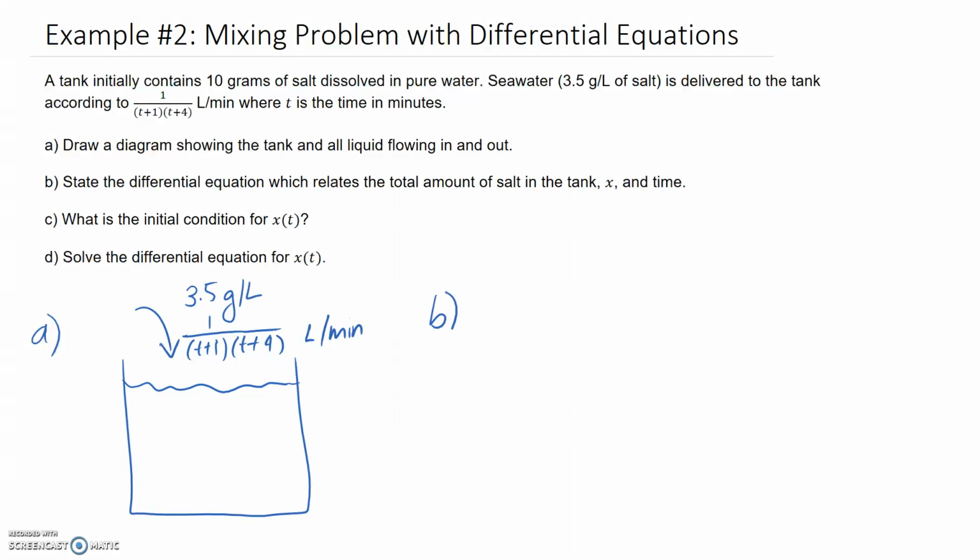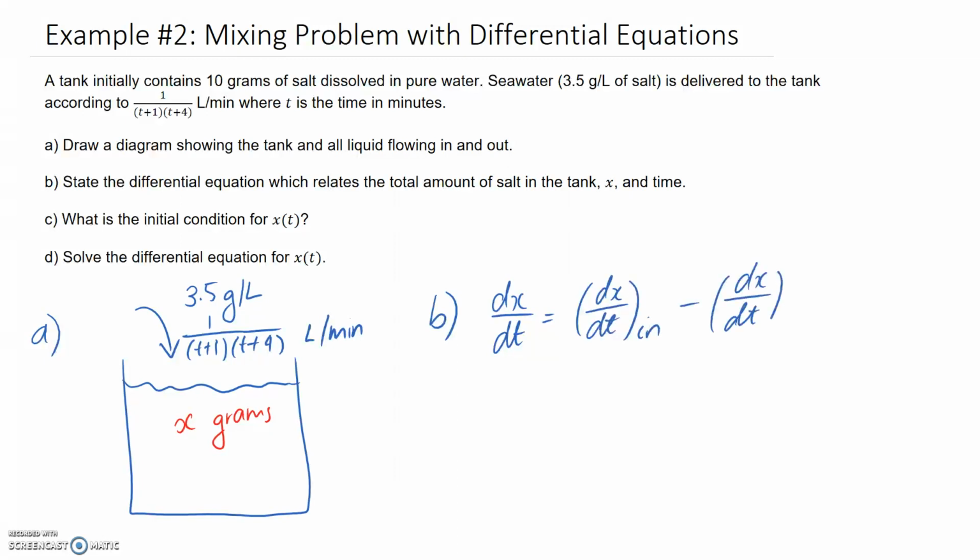So we'll move on to question B, which is asking us to state the differential equation which relates the total amount of salt in the tank, X, and time. So inside here, we have some amount of salt, which I'll call X. It's going to be measured in grams as well. So the differential equation general form is for the overall rate of salt into the tank, it's going to be equal to whatever comes in minus whatever goes out in terms of the grams per minute. This is going to be measured in grams per minute, because X is the amount in grams and time we're going to measure in minutes.